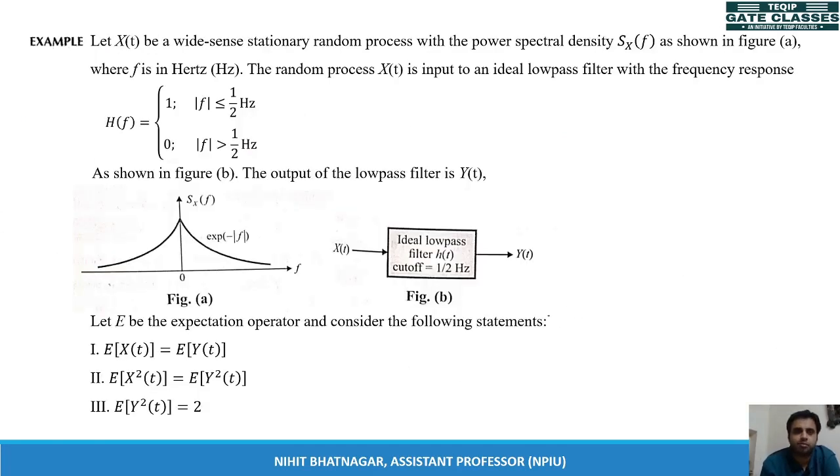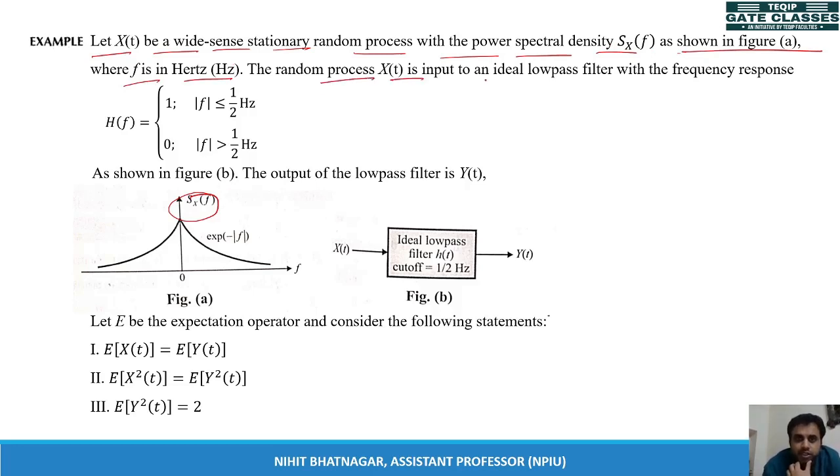Question of the random process. Let X(t) be the wide sense stationary random process with power spectral density, that is S_X(f), shown in the figure. So this is the power spectral density of the random process X(t) given to you, where f is in hertz. The frequency is given in hertz.